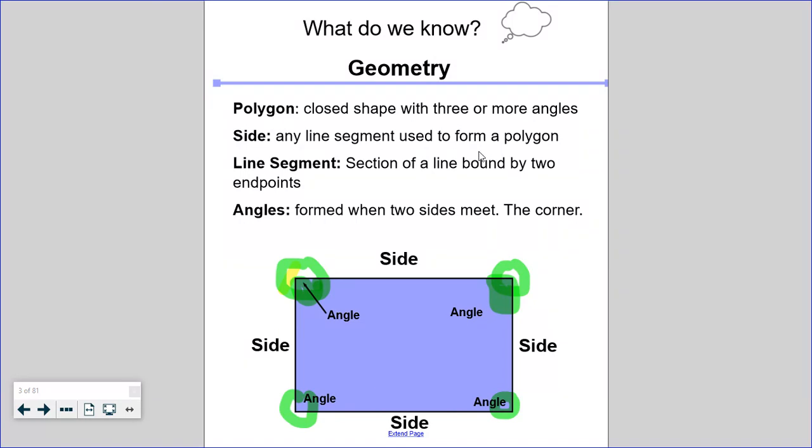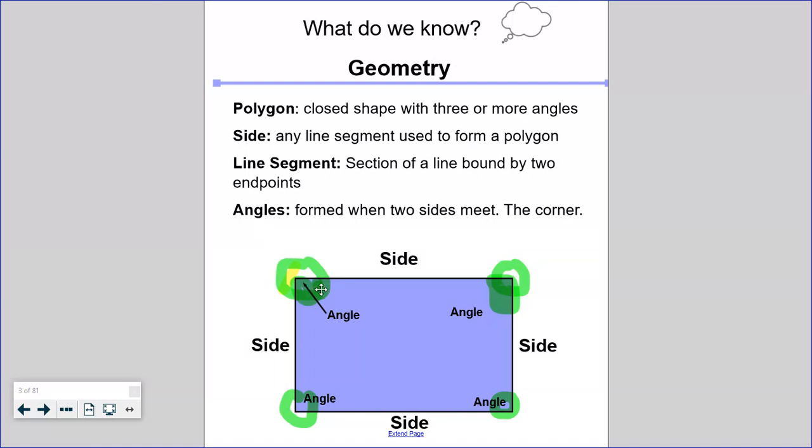A side is any line segment used to form a polygon. So if you look at this one down here, these are the sides. There are 4 sides. The line segment is the section of the line that's bound by 2 endpoints. So what that means is this side is actually a line segment because the line doesn't go on and on and on forever. It ends here. Okay, and so that's a line segment forming the sides of this rectangle.